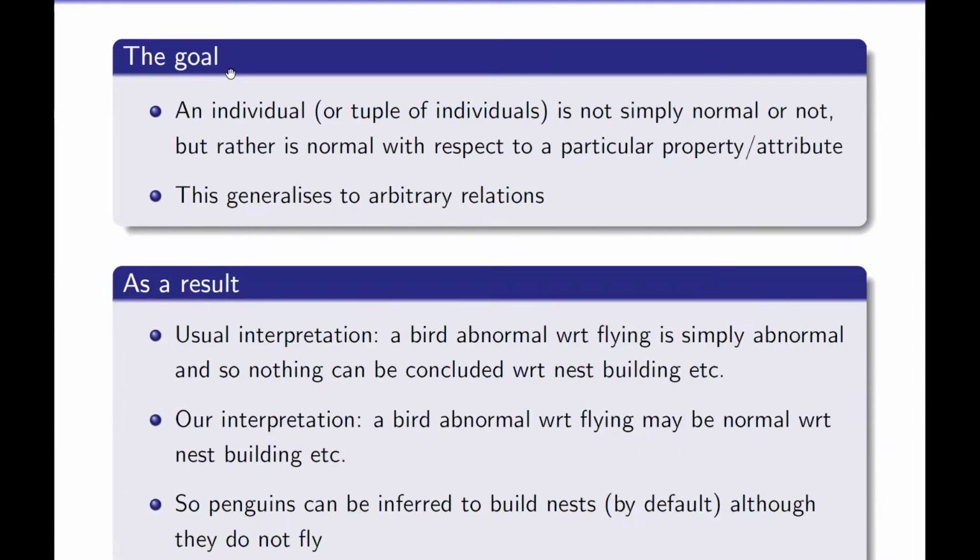Whereas in the usual interpretation, a bird abnormal with respect to flying is abnormal in general, and so nothing can be concluded for other attributes like nest building. In our interpretation, a bird abnormal with respect to flying may be normal with respect to some other attribute. So for example, penguins can be inferred to build nests even though they do not fly.